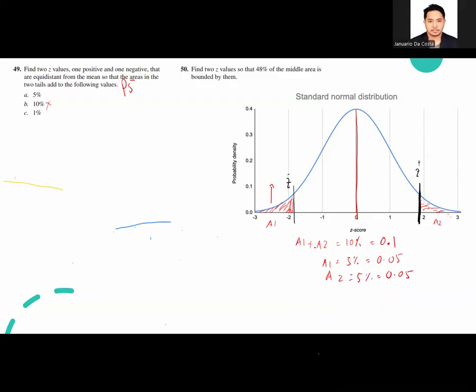We know area 1 is to the left of that value. So we just say the probability of that z value, which we don't know, equals area 1, which is equal to 0.05. So which z value corresponds to 0.05?